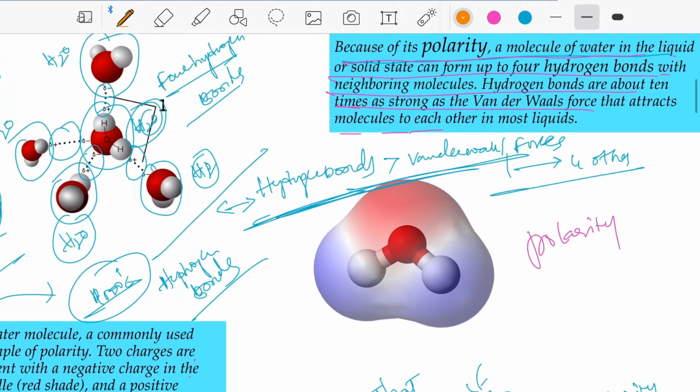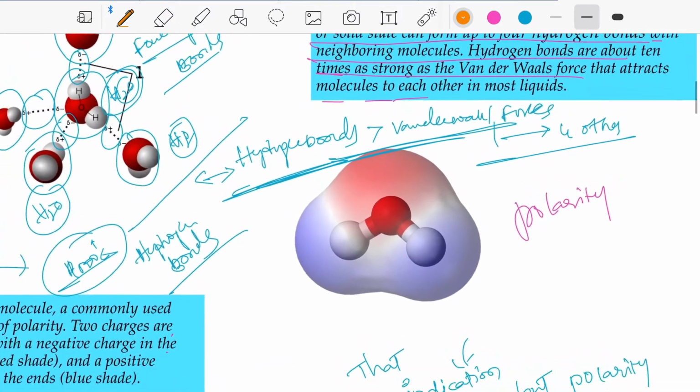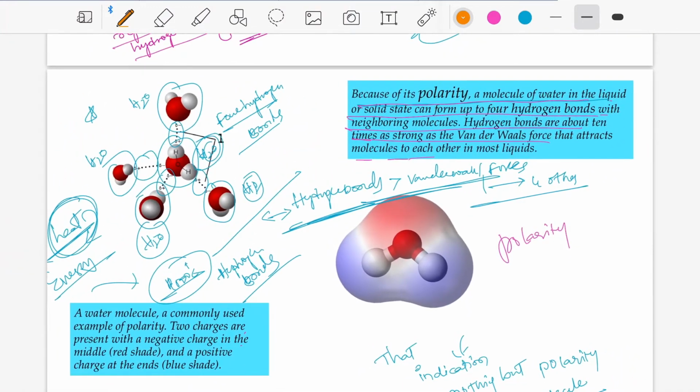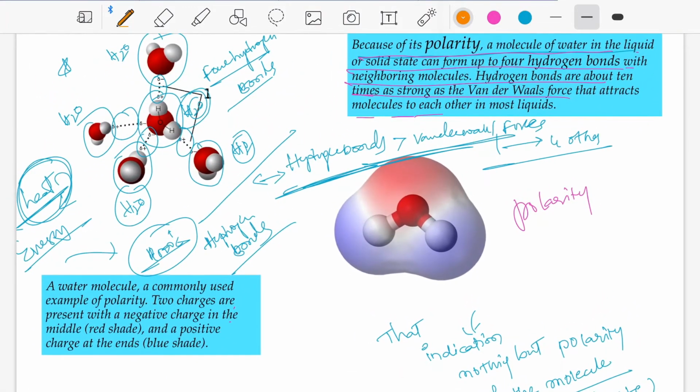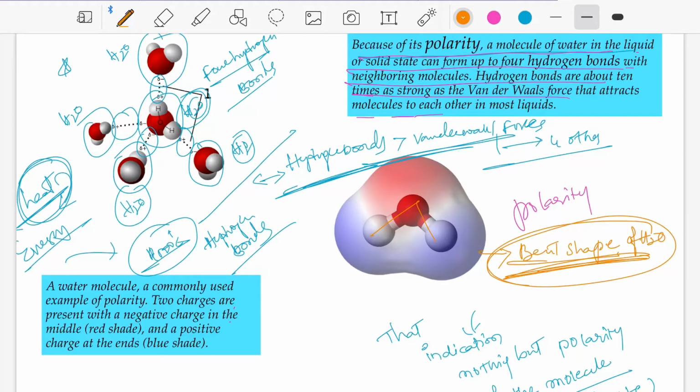Electronegativity plays a major role in the formation of molecules, the formation of bonds, and also the shape and structure of the molecules. The shape, structure, everything is interrelated in a molecule.